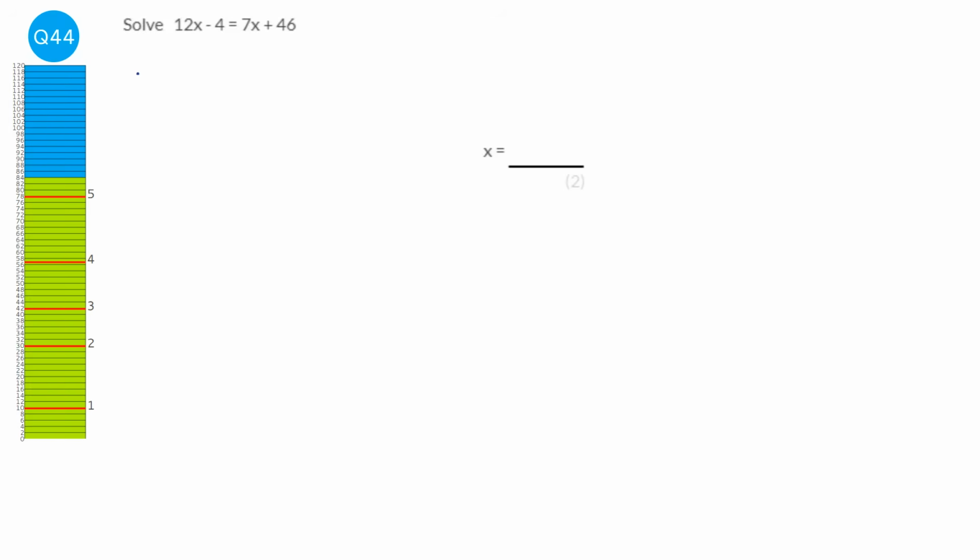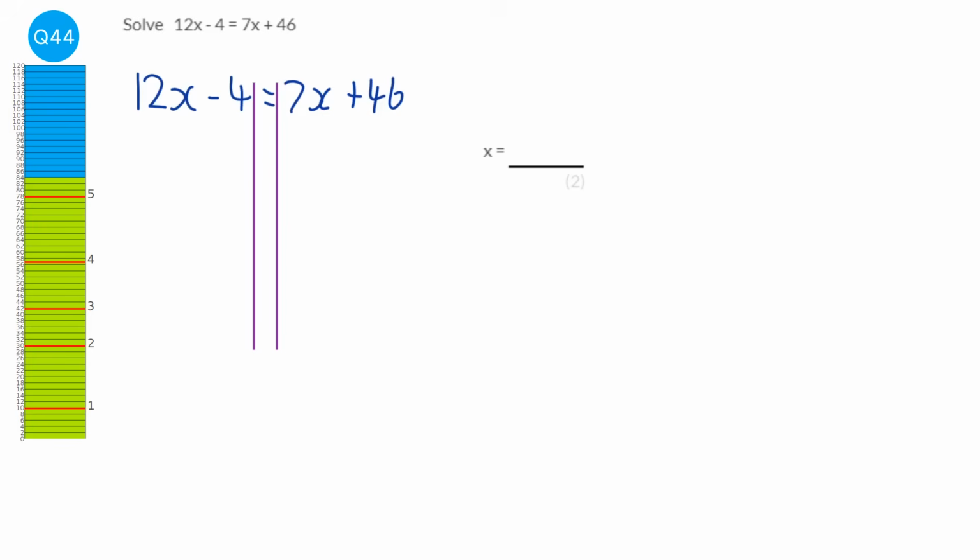So I'm going to write out the equation again, just to give us a bit more space. And the rule we have here is if we have an x on both sides, which we do in here, we pick the smallest one to get rid of. So we've got a 12x and a 7x. And so the smaller x would be the 7x. So we're going to get rid of that first. So we've got our lines in, and we're going to take away 7x both sides.